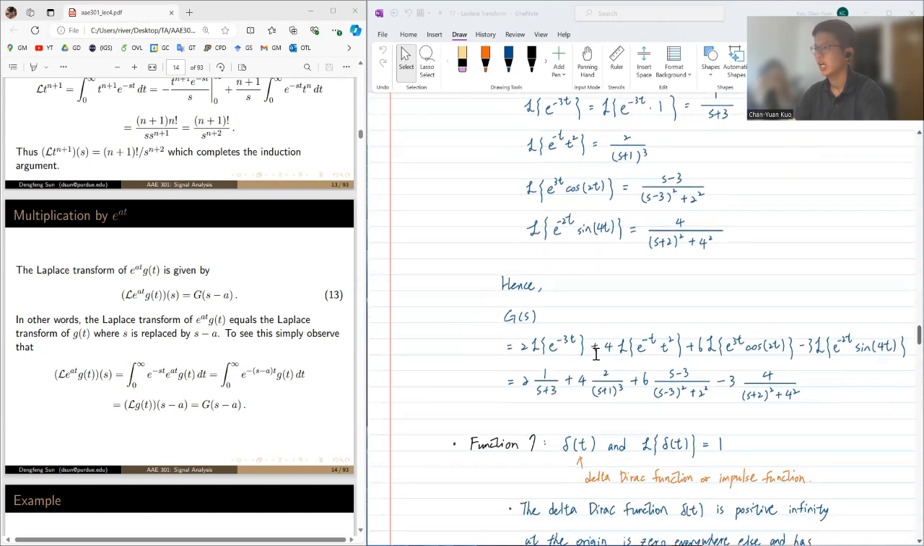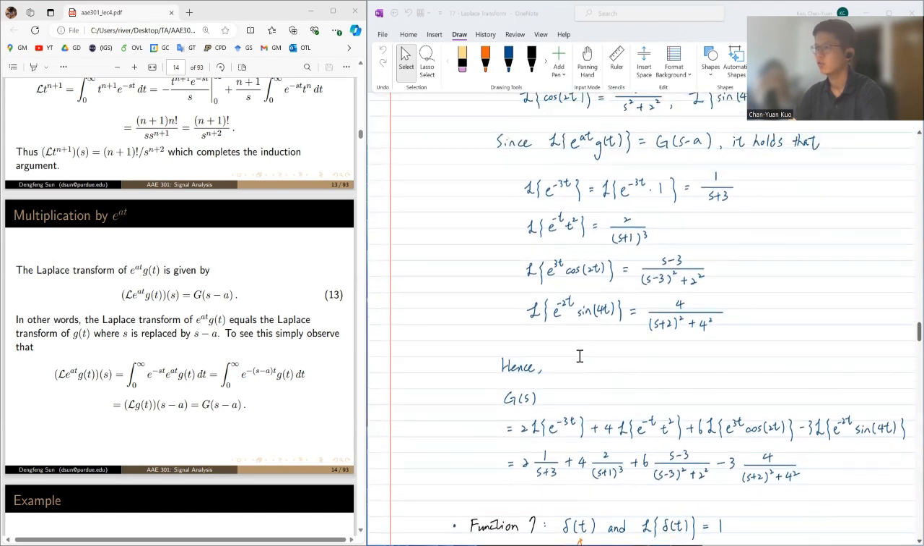And so that's why in the end, we see that the Laplace transform of g of t will equal 2 times 1 over s plus 3 plus 4 times 2 over s plus 1 cubed plus 6 times s minus 3 over s minus 3 squared plus 2 squared minus 3 times 4 over s plus 2 squared plus 4 squared.